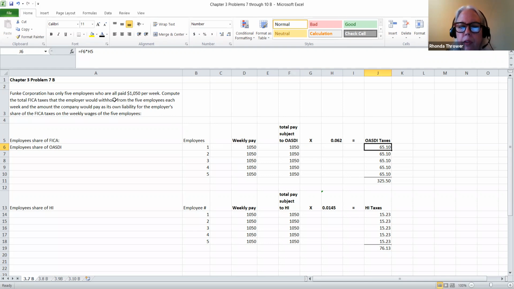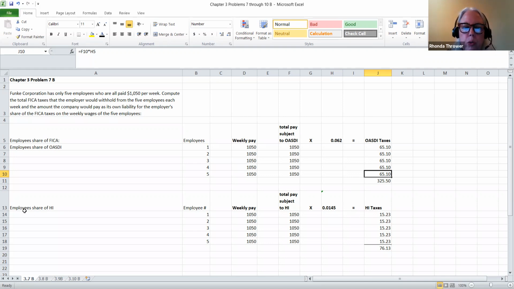Because we have 5 employees and they're all paid the same amount, $1,050 weekly, we would simply multiply 1,050 weekly times 6.2%. And so each employee contributed $65.10 to the OASDI taxes. Remember, OASDI taxes are your Social Security taxes, and the HI taxes, which we're going to calculate next, are your Medicare taxes.